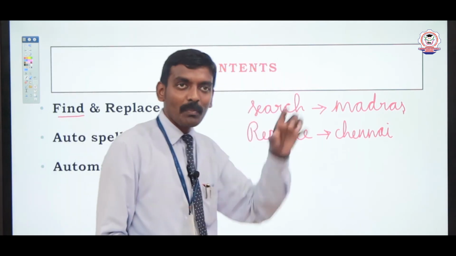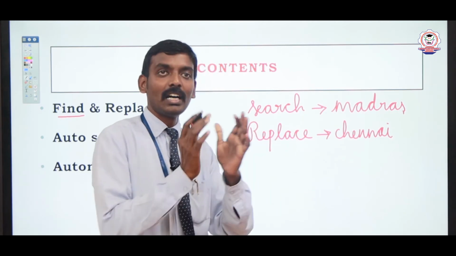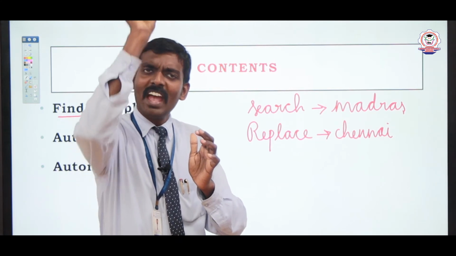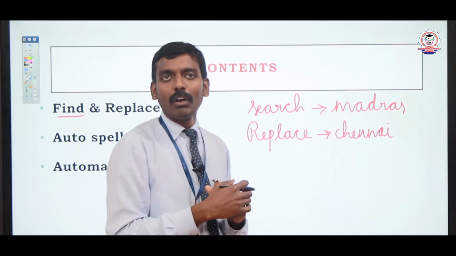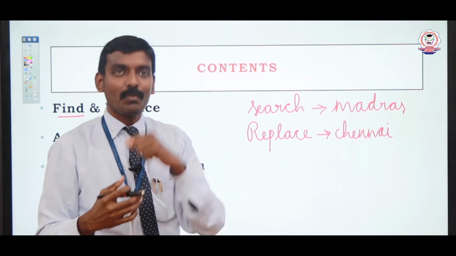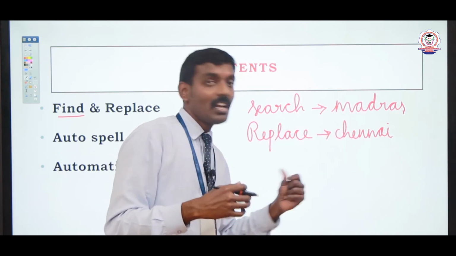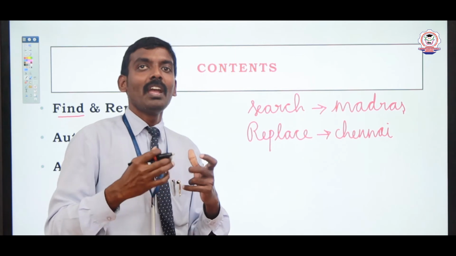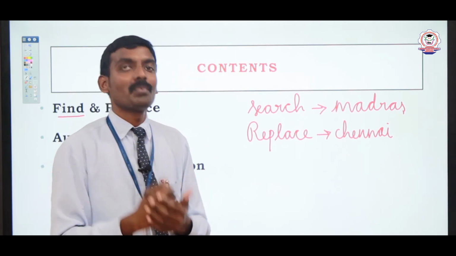Suppose in a document you want to find even a single word. In the entire document you can search where all Madras is located, and all those words can also be found using the find all option. And this replace content Chennai can be replaced in a single occurrence, or it can be replaced in all the occurrences of a document using the replace all option.